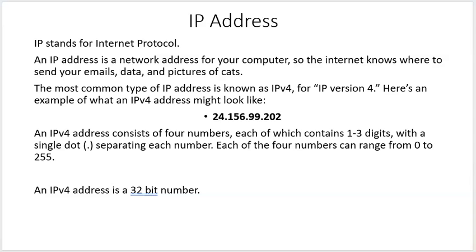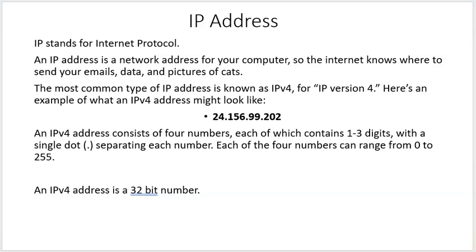The most common type of IP address is known as IP4, and it looks like this example, 24.156.99.202. An IP4 address consists of 4 numbers, each of which contains 1 to 3 digits with a single dot separating each number. So technically, an IP4 address is a 32-bit number, and the 4 numbers can range from 0 to 255.